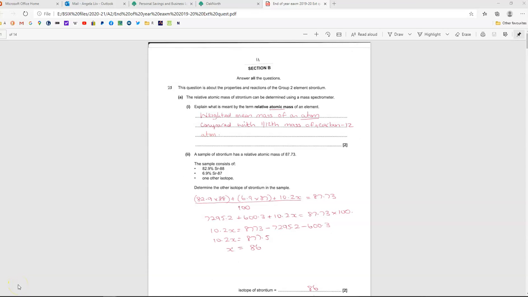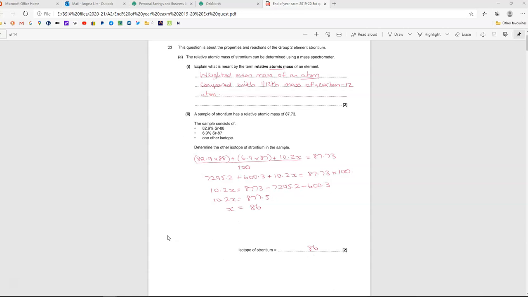Right, okay, so this is part B of the end of year exam. I'm just going to go through each question and give you some feedback. First question is basically a definition which you need to learn.